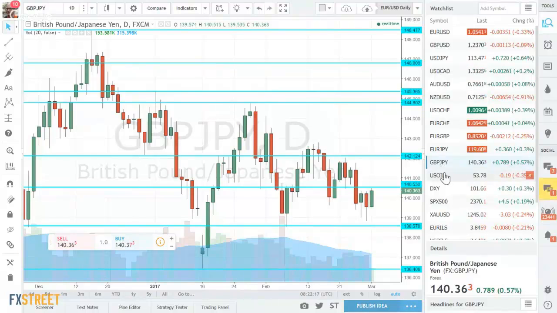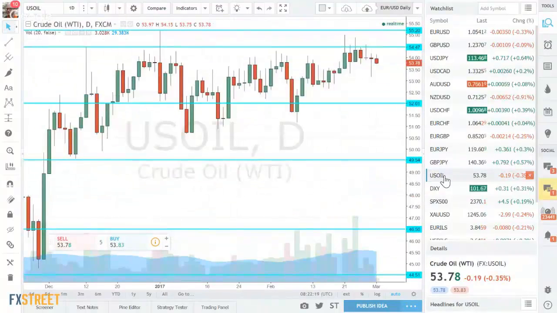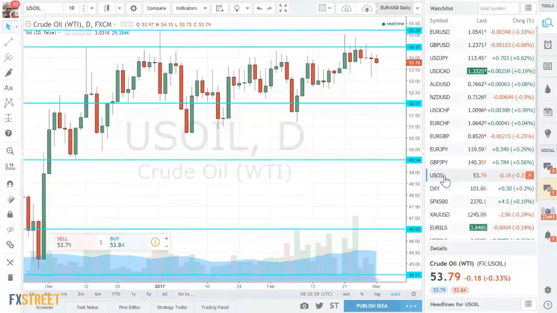Okay, so to complete this segment, we'll also look, as usual, at the price of WTI crude oil. It's not a cross, but it's an interesting asset that many of you trade and has an impact, of course, on the US dollar and, of course, on the Canadian dollar. 53.80 is the current level.